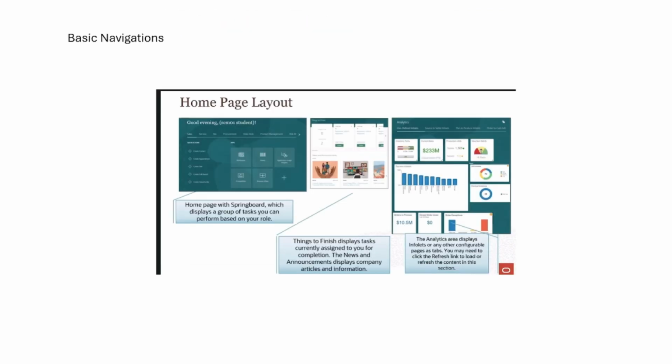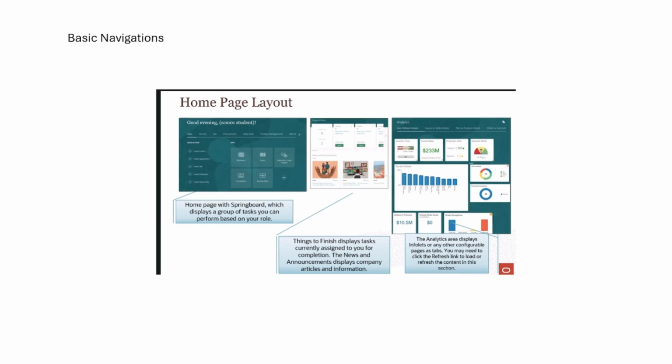So you can see some basic navigation. In this page we can see the layout. For example, in the home page with the springboard, it displays a group of tasks you can perform based on your role. Role is very important in cloud. Even in my previous video I gave a little overview about roles.